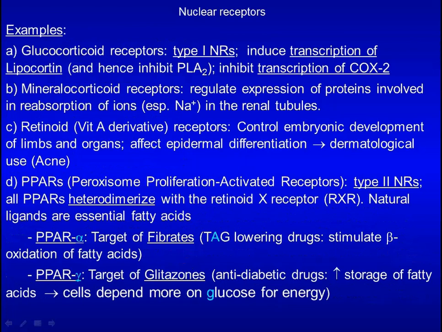Here are some important nuclear receptors. Glucocorticoid receptors are type 1 nuclear receptors. They induce transcription of lipocortin gene, whereby they inhibit phospholipase A2 activity. They also inhibit transcription of the COX-2 gene. Mineralocorticoid receptors regulate expression of proteins involved in reabsorption of ions, especially sodium, in the renal tubules. Retinoid receptors control embryonic development and cell differentiation in the skin.